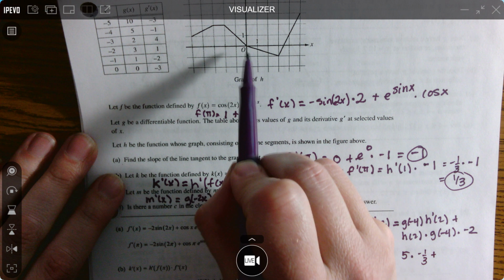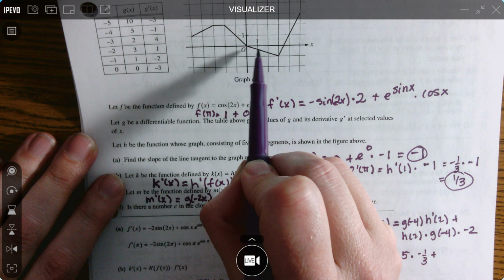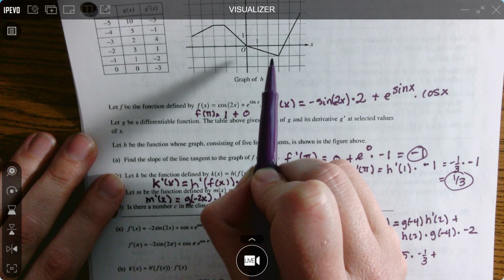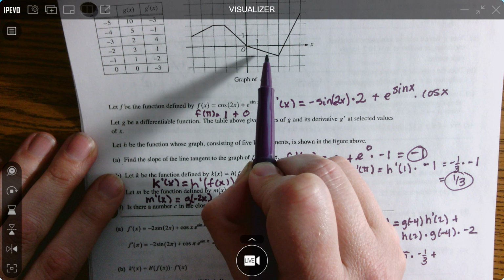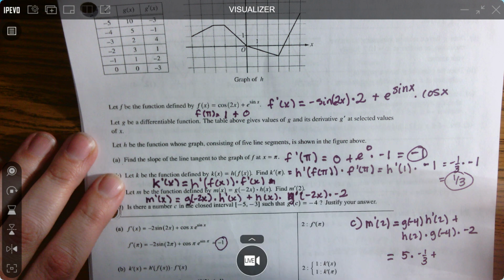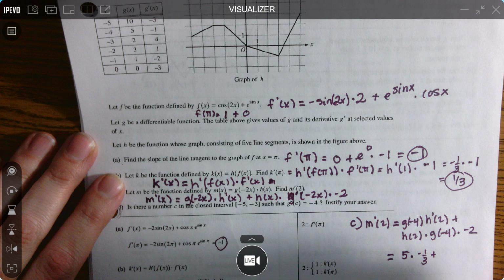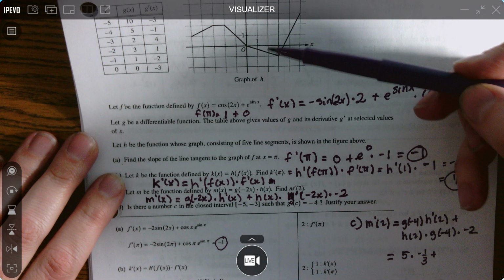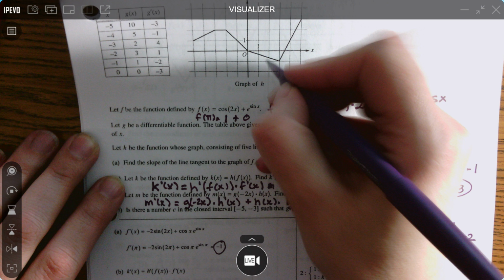H of 2 would just be the y coordinate at that location, which is a little bit tricky, just because we kind of need to know what that slope is. Obviously, we know it already, but unfortunately, it's not a very nice point. So let's see if we can write that down.